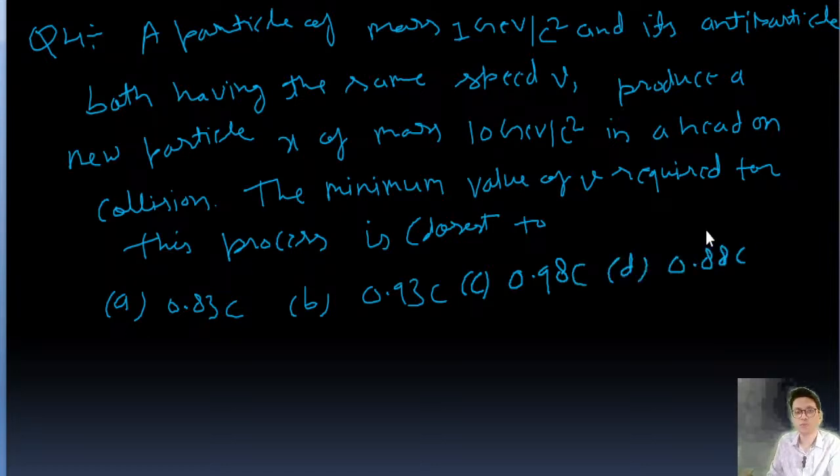Okay, so this is the question, guys. Very good question. A particle of mass m, mass 1 GeV per c square, and its antiparticle, both having the same speed.